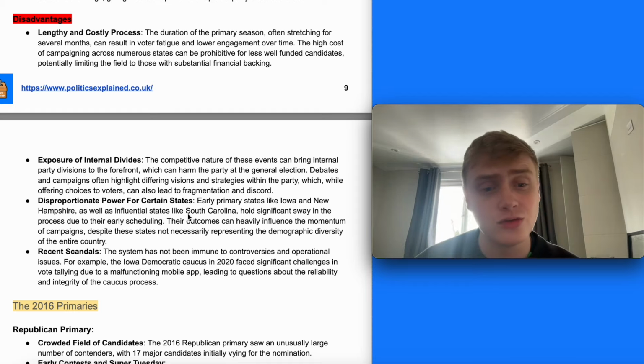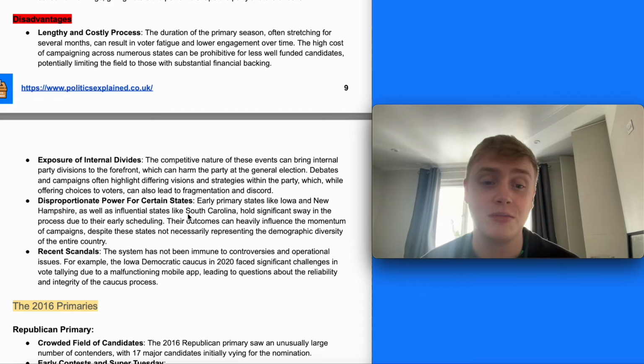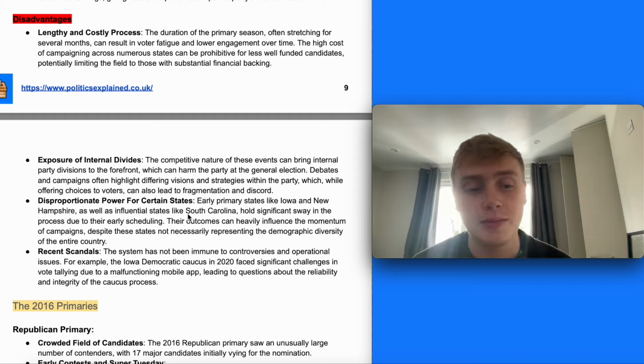There have also been recent scandals. So the Iowa Democratic Caucus in 2020 faced significant challenges in vote tallying due to a malfunctioning mobile app, leading to questions about the reliability and integrity that the caucus provides.